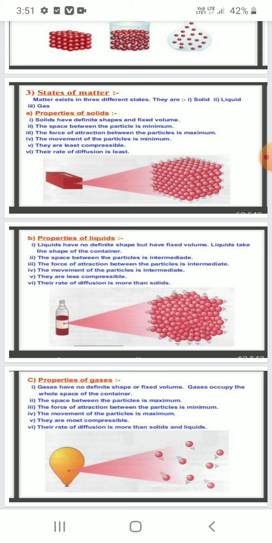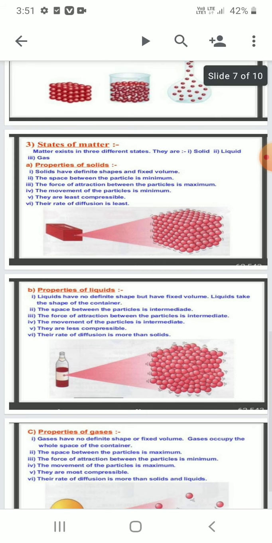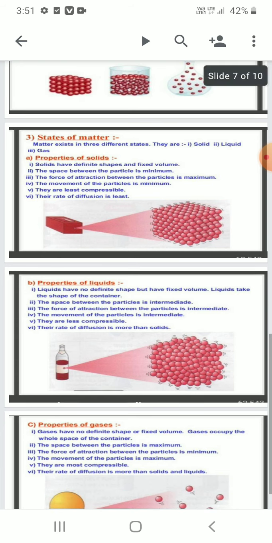The rate of diffusion is least, very very least. So that is why if you cut fruits and all, the smell can be experienced only a few meters away, not very far, because it is a solid. It will not spread so easily. But in the case of liquids, you can experience it at a little farther distance, and in gases, very far distance also you can experience it. That is why the rate of diffusion is very very least in the case of solids.